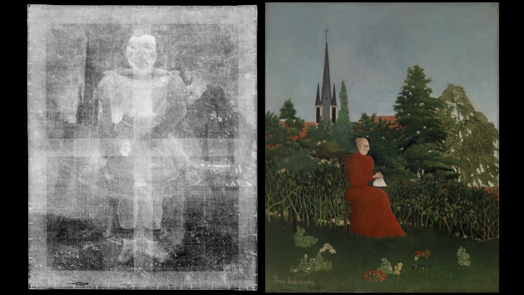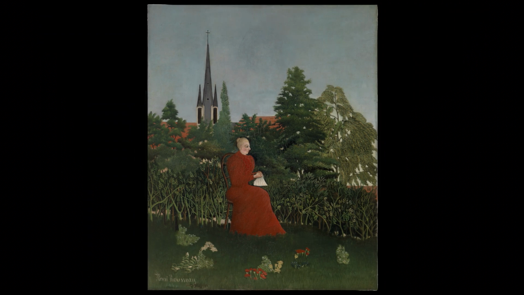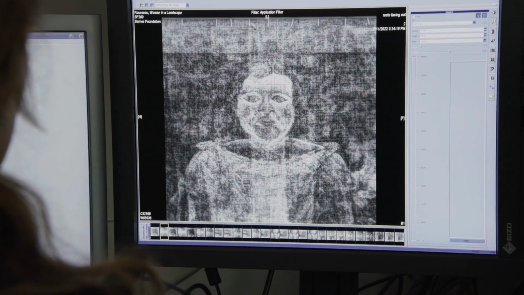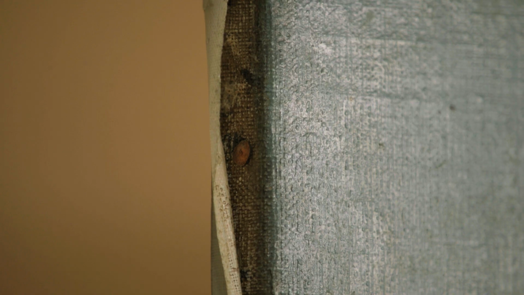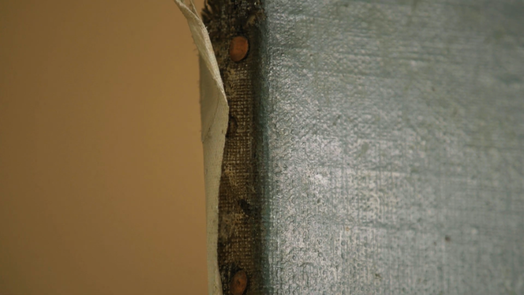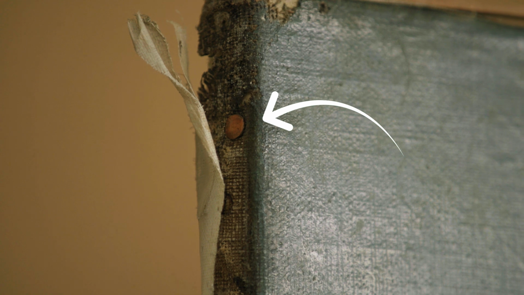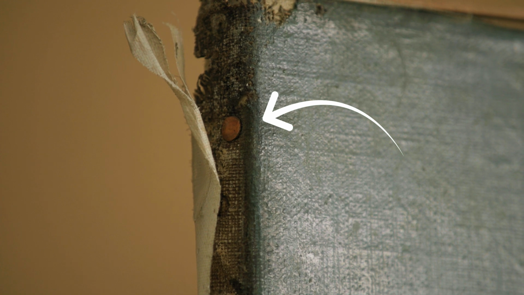This is an X-ray of the painting. On the X-ray, you can see that the painting that we see of an older woman was painted over a painting of a young girl. What the X-ray also shows is that the painting was painted on canvas, and the canvas was stretched over a stretcher with tacks. The tacks you can see are those little nails on the edges of the painting.